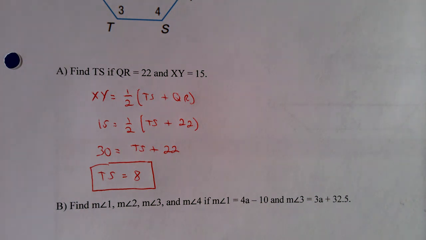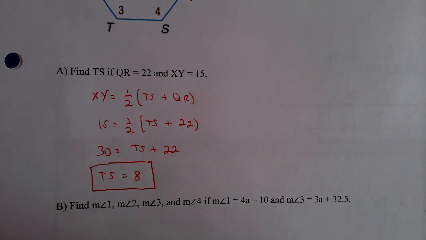Find the measure of angle 1, the measure of angle 2, the measure of angle 3, and the measure of angle 4, if the measure of angle 1 equals 4a minus 10, and the measure of angle 3 equals 3a plus 32.5.